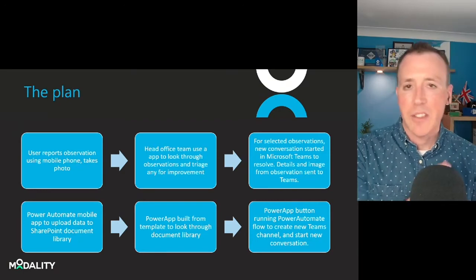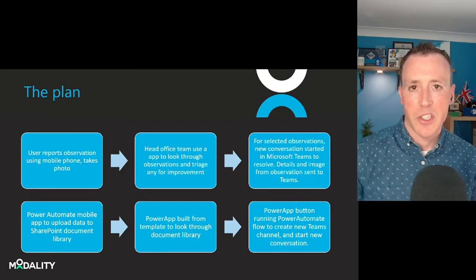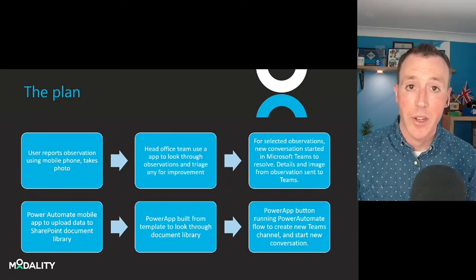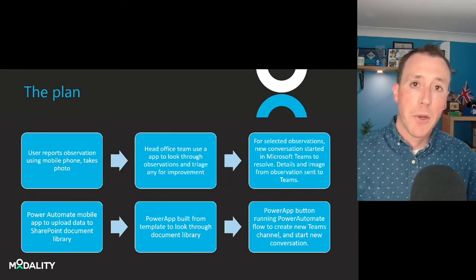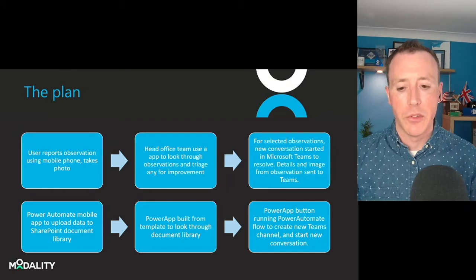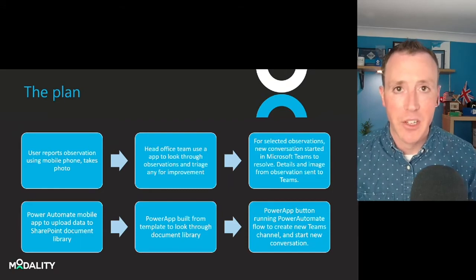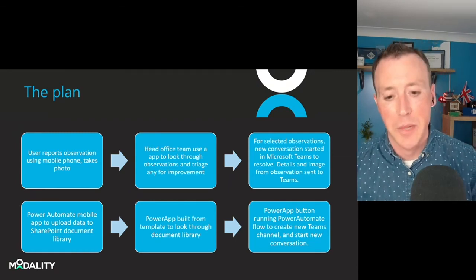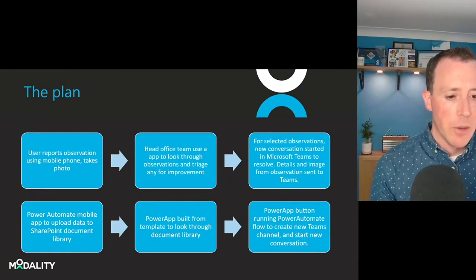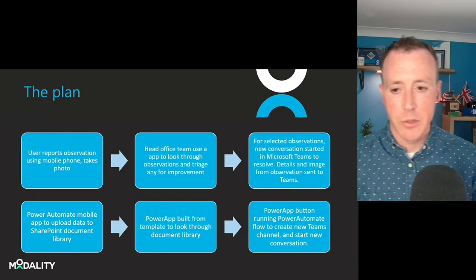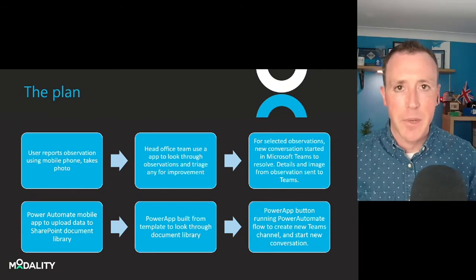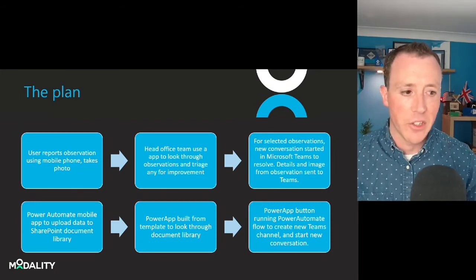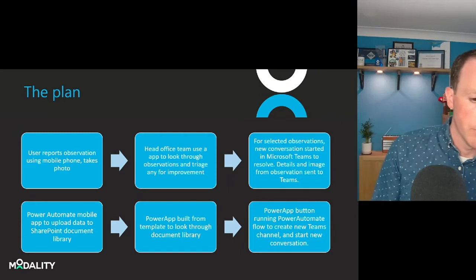That's going to automatically upload the image to a SharePoint document library. So we're going to use SharePoint as our document store. We're then going to build a Power App that looks at that document store and builds an application based on it for users to iterate through the images and the associated information. And then for those particular images that users want to take further, we're going to add a button so they can start a conversation in Microsoft Teams. So that's the plan.